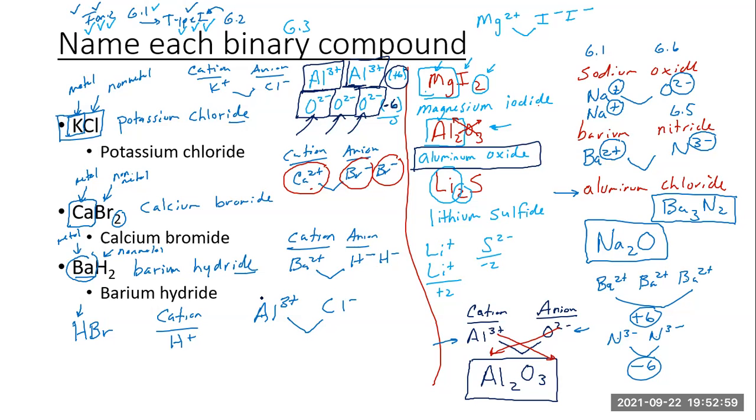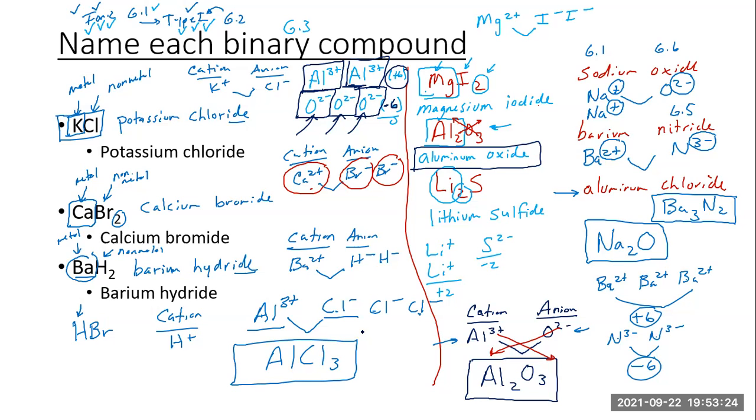Again, if you just multiply those two, 3 times 1 is 3. The aluminum's already at 3, so I don't need any more of those. To get the Cl- to 3, I need 1, 2, and 3 of them. That gives me 1 aluminum and 1, 2, 3 chlorides, and that would be the correct formula.